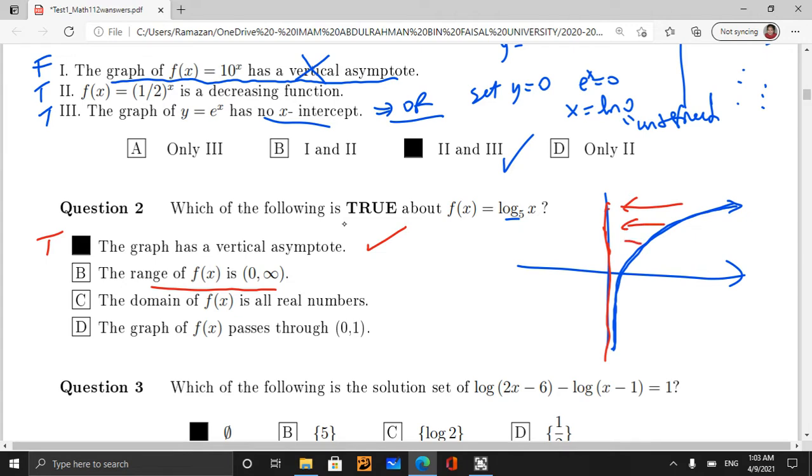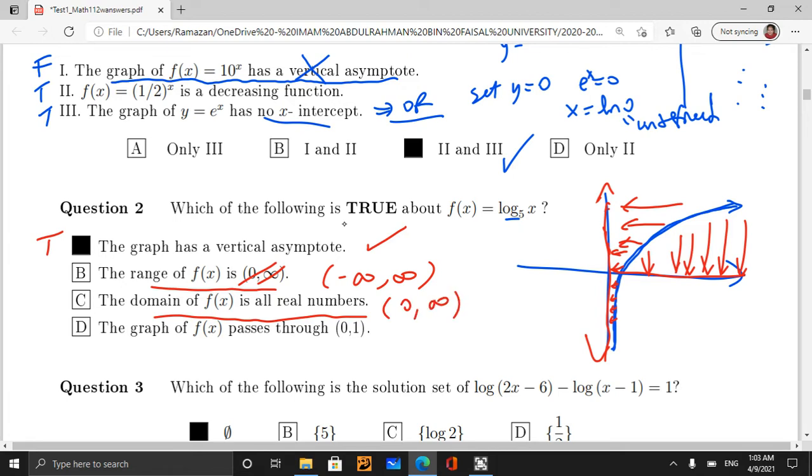And the range of f of x is 0 to infinity? No. When you take the projection, the range of f of x is not 0 to infinity, it's minus infinity to infinity. As you can see here. And the domain of f of x is all real numbers? No. When you look at the projection onto the x-axis, you will see only positive values. And f passes through 0, 1? When you put 0 here, f of x will be undefined. So this is not true. So these are all false.